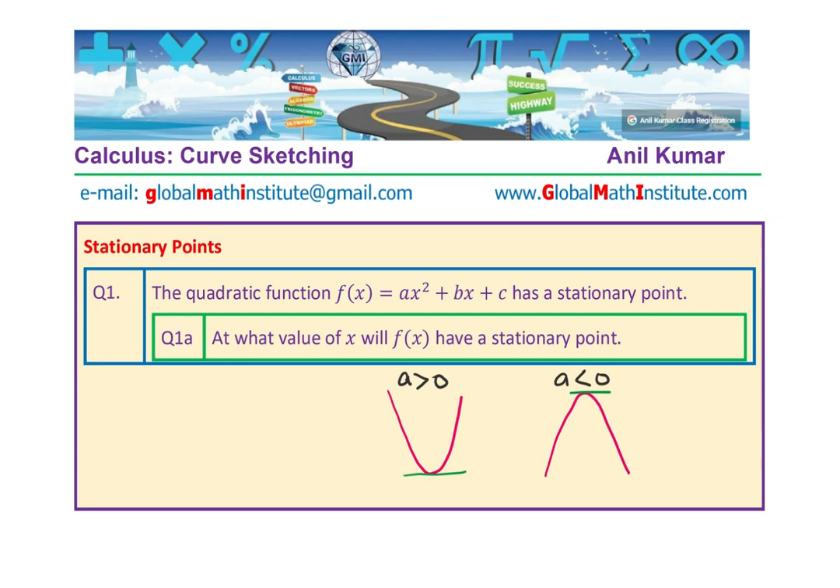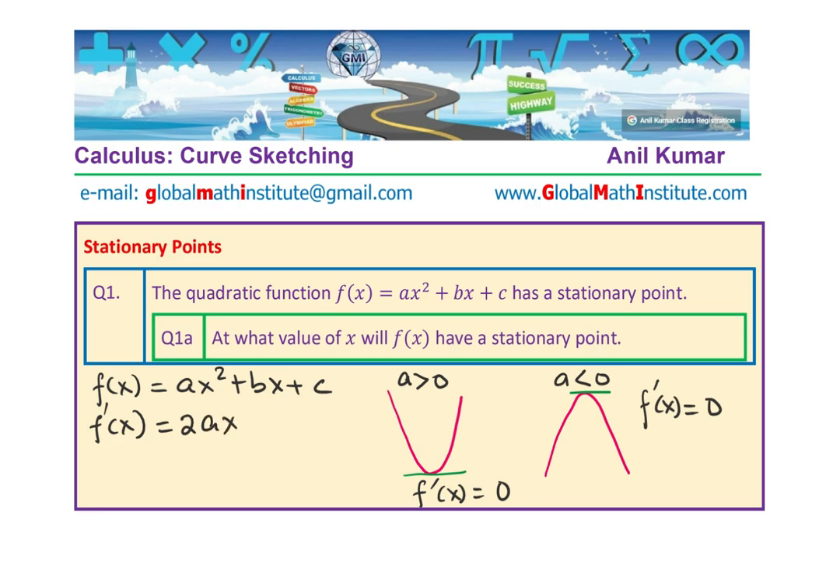So what do we notice here? That at these turning points, the derivative is equal to 0, correct? So here also the derivative is equal to 0. So the idea is to write down the function which is given to us, ax squared plus bx plus c, and find its derivative. So the derivative will be 2ax plus b, right? To find the location of this stationary point, you need to equate that to 0. Is that clear to you? And then find the value of x.